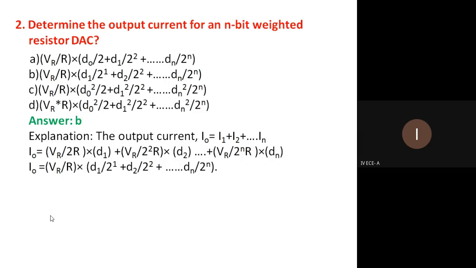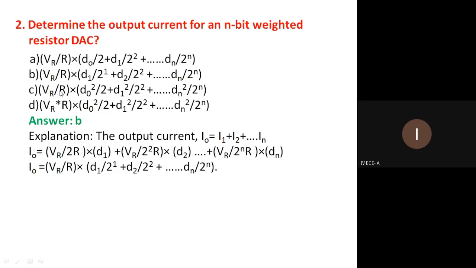Right. Second one, determine the output current for an n-bit weighted resistor DAC. Here are four options. Option A, VR by R into D0 by 2 plus D1 by 2 power 2 plus Dn by 2 power n. Option B, VR by R into D1 into 2 power 1 plus D2 into 2 power 2 plus Dn into 2 power n.